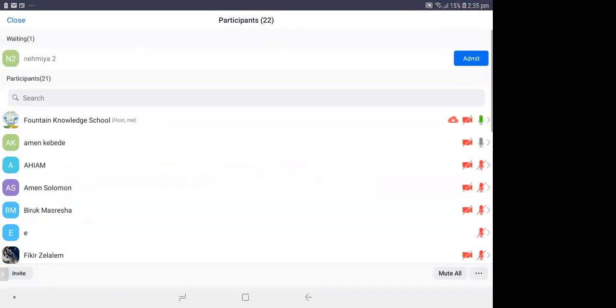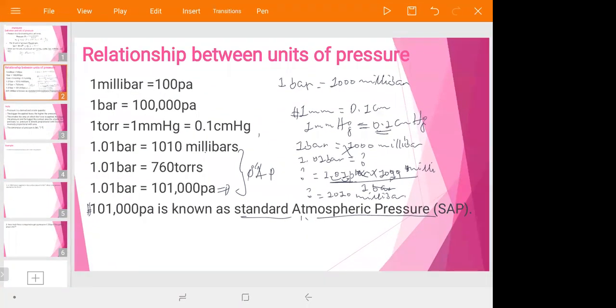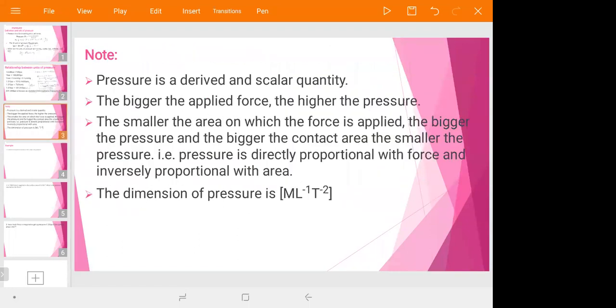And the other point you must know under pressure is the relationship of pressure with force and with area. For example, pressure is directly proportional to force and inversely proportional to area or surface area. That means pressure increases as force increases, and pressure decreases as force decreases.